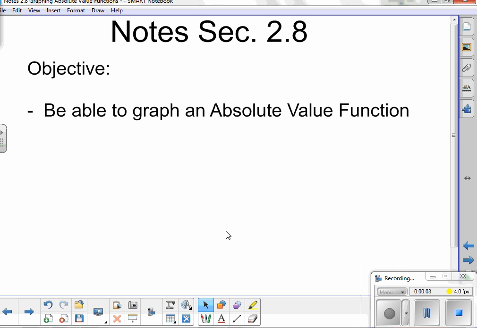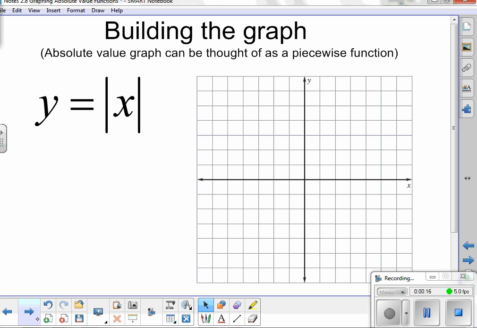All right, so here is the notes for 2.8, which was being able to graph an absolute value function. So obviously this is graphing, so you might want to get a straight edge ready to make your graphs nice and neat. So first off, just building the graph. Absolute value graph can be thought of as a piecewise function.